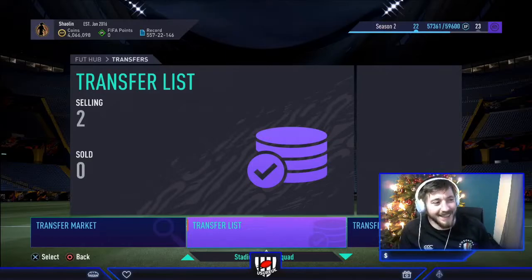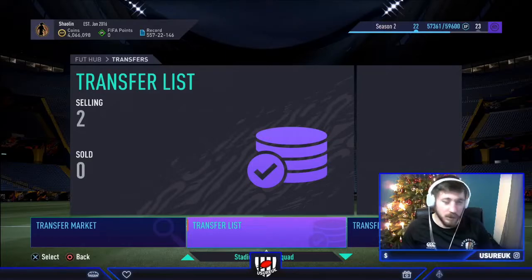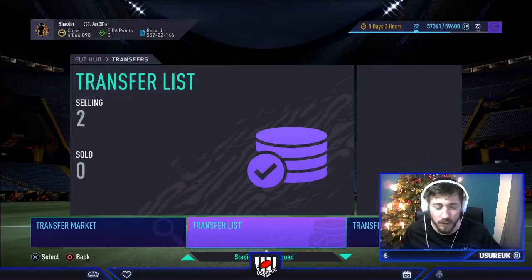Welcome in, and we're going to look first and foremost at how we use filters. Very basic. What do the different filters do? How do I get to search for a certain player, etc, etc.